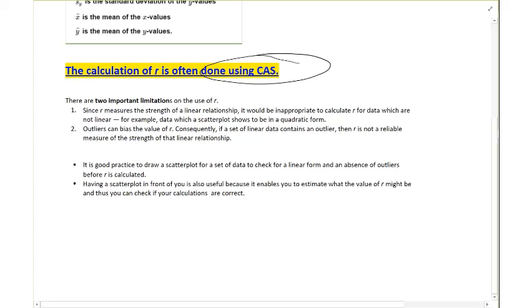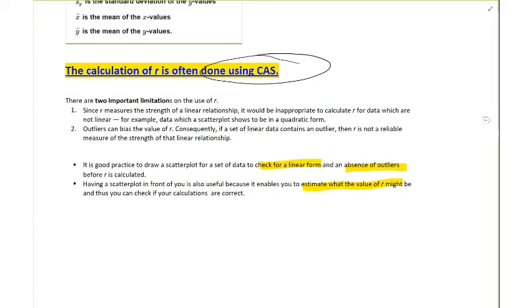Outliers can bias the value of R. Consequently, if a set of data contains an outlier, then R is not a reliable measure of the strength of that linear relationship. So if there's an outlier, it's going to be hard to use that data. As it says here, it's good practice to draw a scatter plot for a set of data, and that's to check for the linear form and the absence of outliers. Also, having a scatter plot in front of you is useful because it enables you to estimate what the value of R might be so that you can check your calculations are correct.